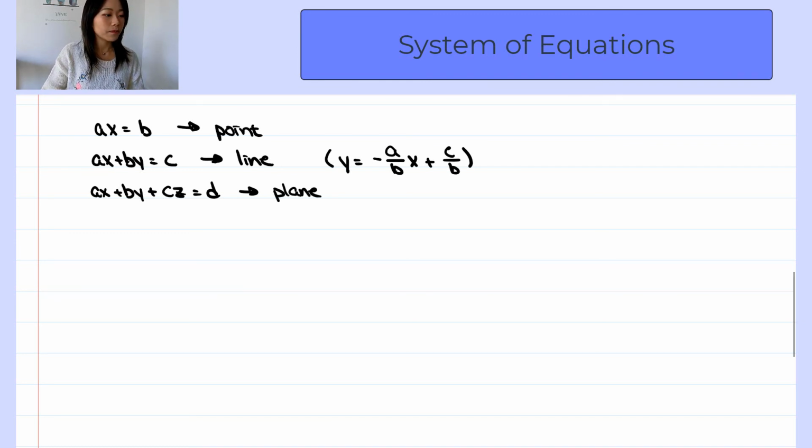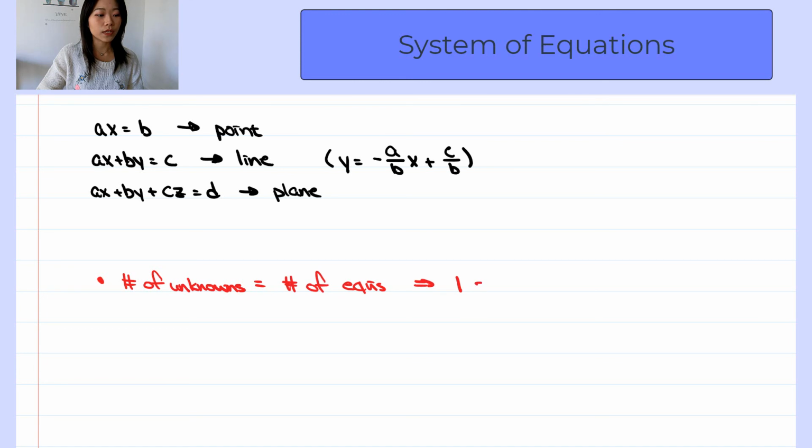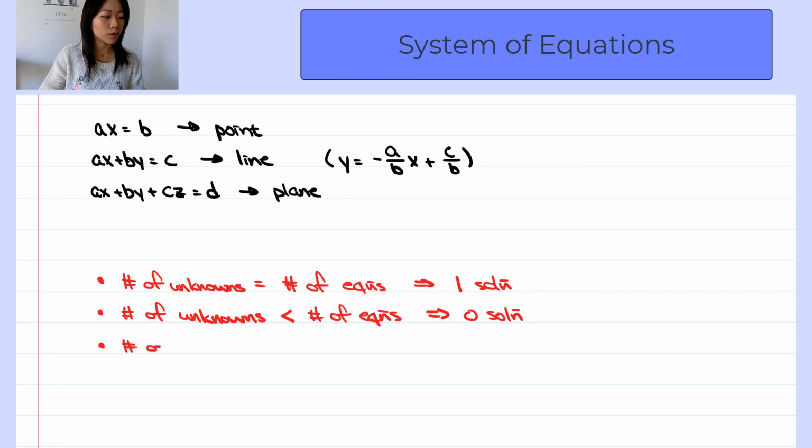So here's the rule of thumb. When the number of unknowns equals the number of equations, then we get one single solution. But if the number of unknowns is smaller than the number of equations, then most of the time we'll get zero solutions. And if the number of unknowns is greater than the number of equations, then we get infinitely many solutions.